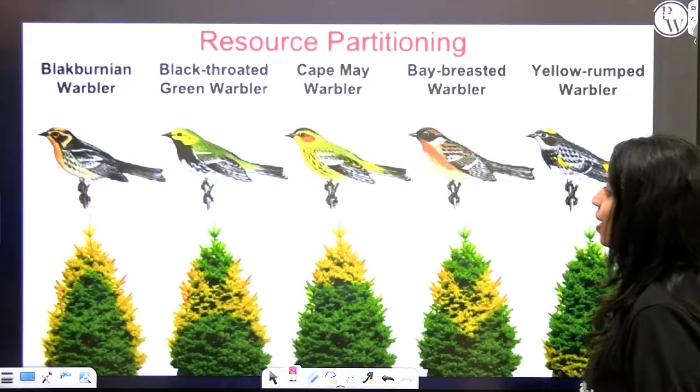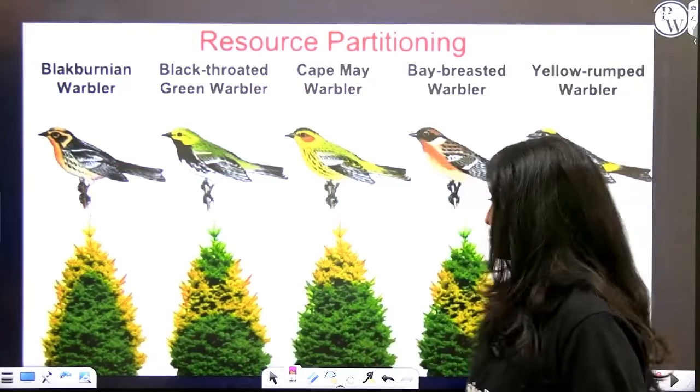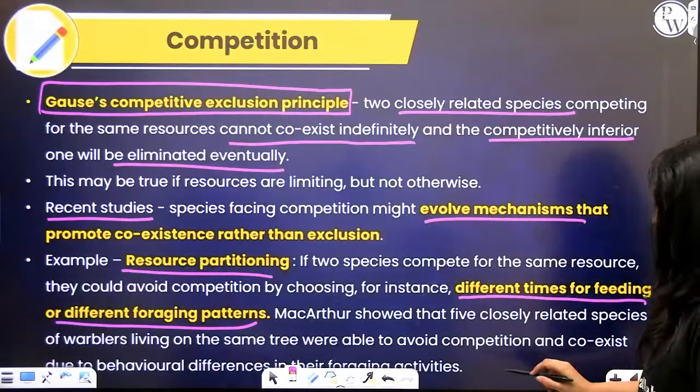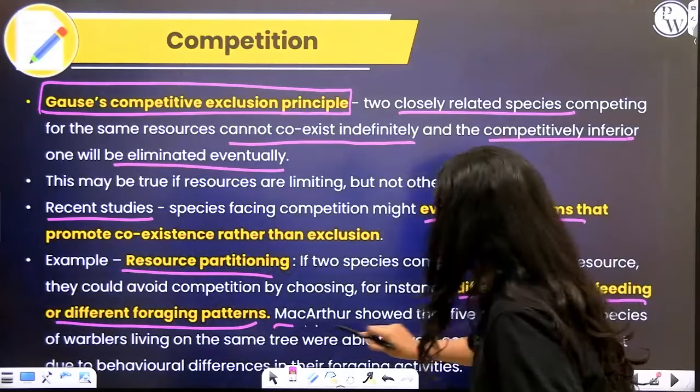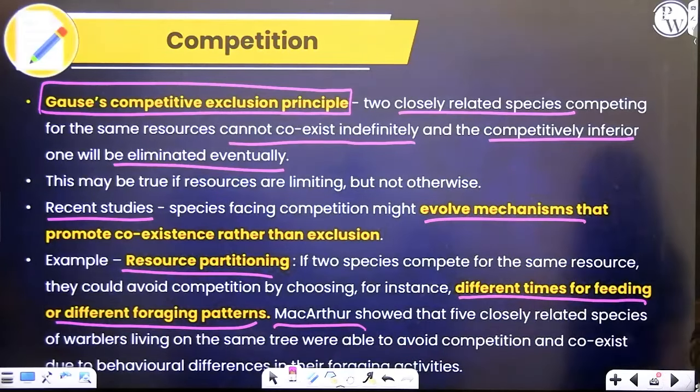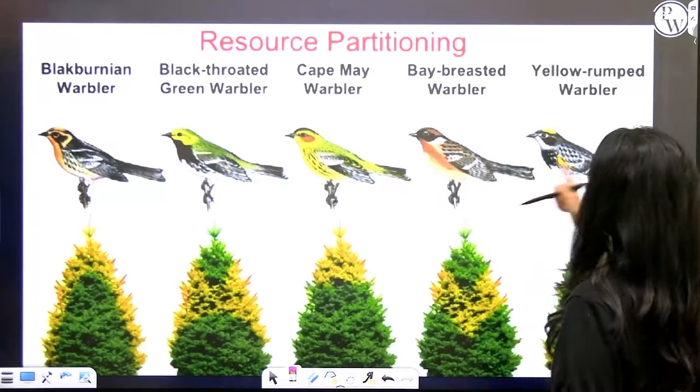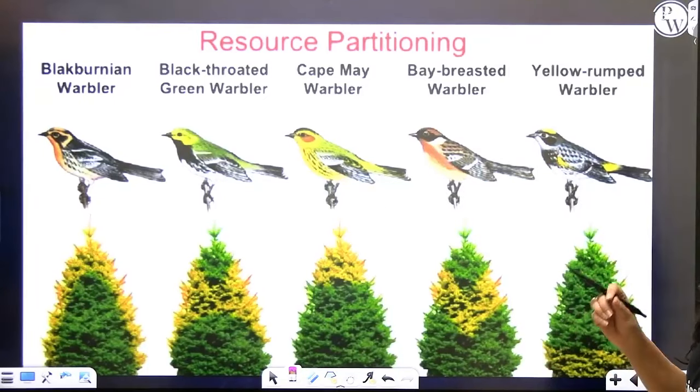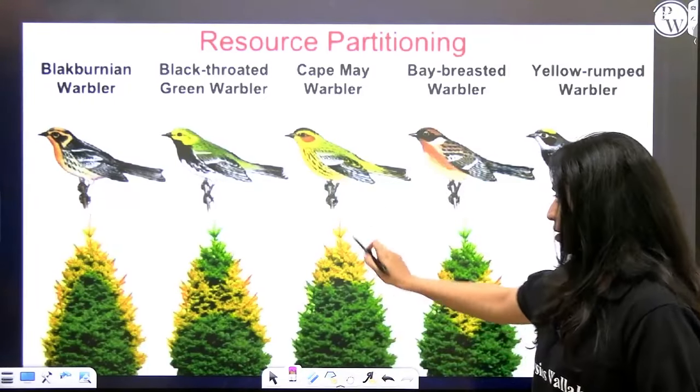For example, you have warblers. Okay, so here you have the example, MacArthur. He showed that five closely related species of this bird called warbler will stay in the same area, the same coniferous tree.